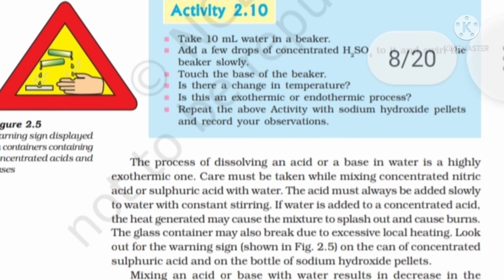But remember one thing, when you add acid to the water, the concentration of hydronium ion per unit volume will be decreased. So keep in mind, diluting the acid is an exothermic reaction. They liberate a large amount of heat on adding acid to the water.